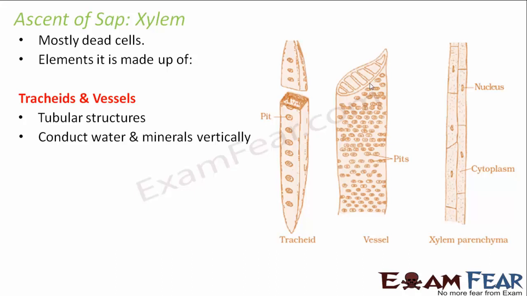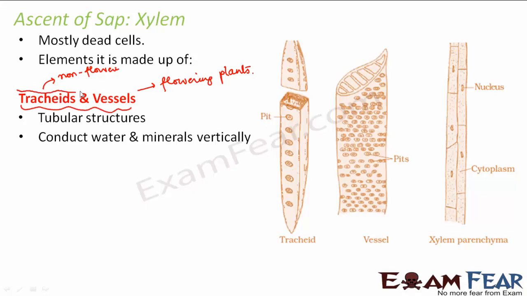And how are they connected? I mean, how do they conduct water or minerals? Now, the tracheids and vessels both are used for conduction in case of flowering plants. But in case of non-flowering plants, vessels are not used for conduction. Only tracheids are used in case of non-flowering plants. And both tracheids and vessels are used for flowering plants.